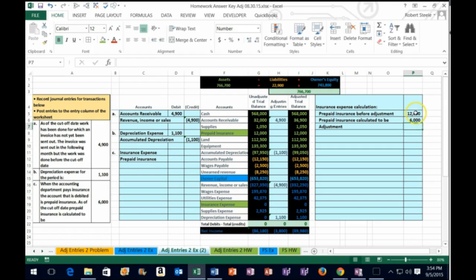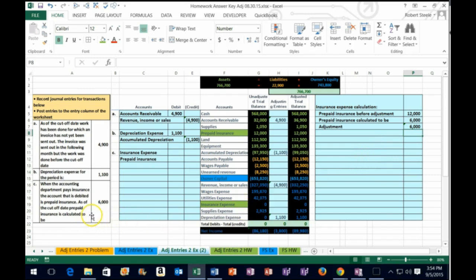Therefore, what do we have to bring this down by in order to bring it to $6,000, the amount that we have determined? That's going to be a subtraction problem of $12,000 minus the $6,000 in this case. So we got to bring this down by $6,000 to bring it to what we determined it to be, which is $6,000. Now, there's two ways that we could ask this question.